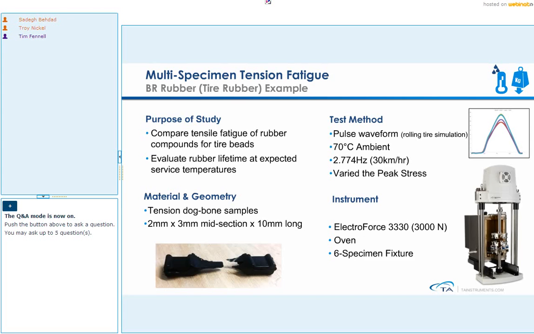So all of these samples are experiencing the same displacement, but you have load cells above each sample. So the moment the sample breaks, there is no resistance, so you will see a drop in load. So load measurements help you find the point of failure as you are applying this waveform to your samples.